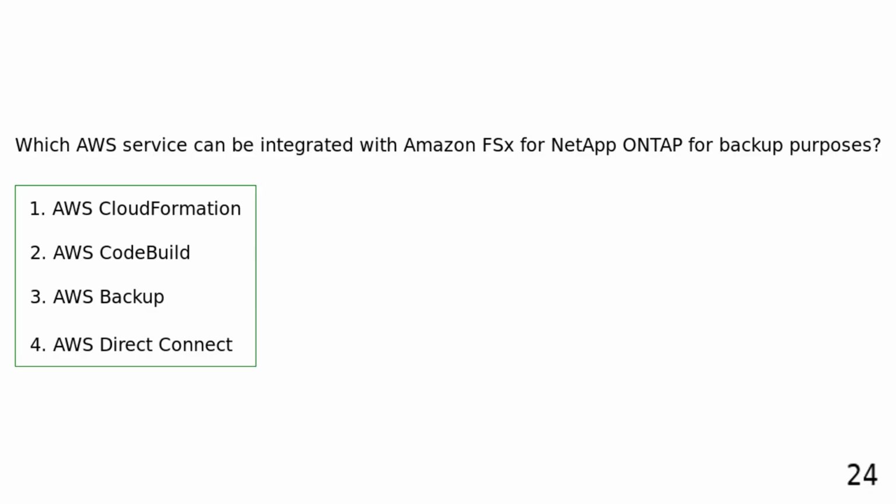Which AWS service can be integrated with Amazon FSx for NetApp ONTAP for backup purposes? AWS CloudFormation, AWS CodeBuild, AWS Backup, AWS Direct Connect. AWS Backup is the recommended service for managing backups of Amazon FSx for NetApp ONTAP.